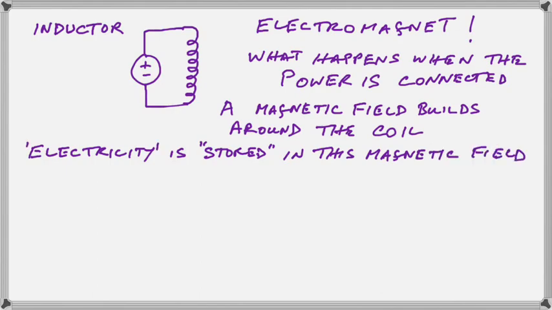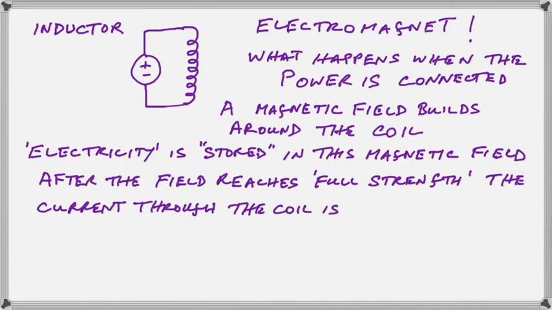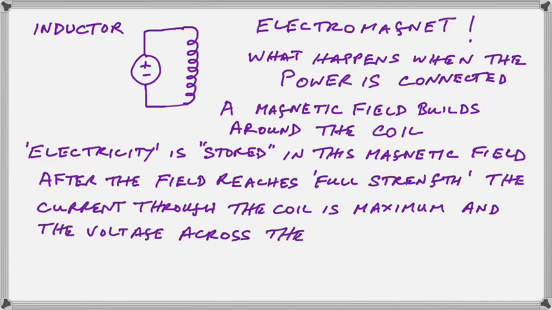Okay, the magnetic field builds around the coil, and we can say that electricity is stored in the magnetic field. The magnetic field is just an energy transfer device, and the electricity has been stored in the magnetic field. After the field reaches its full strength, it's built up to the point where you can have no bigger field. There's no more need for any more energy in the magnetic field. It's at maximum. Therefore, what happens?